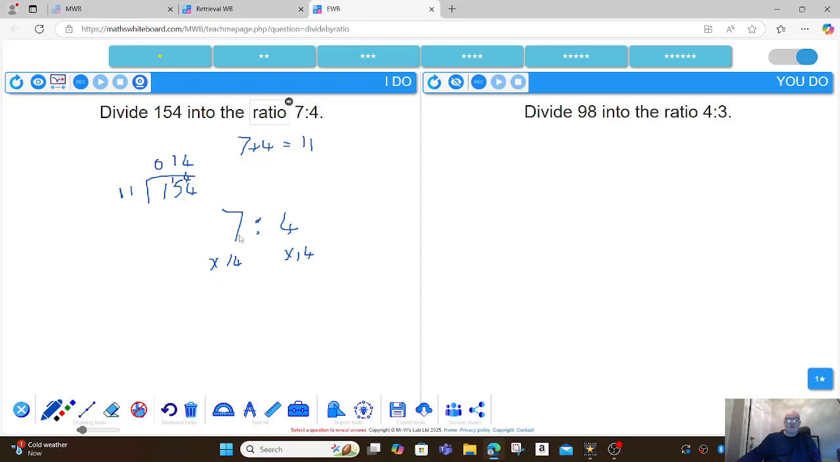So 7 times 14, 7 times 10 is 70. 7 times 4 is 28. That gives me 98 when I add that together. 4 times 10 is 40. 4 times 4 is 16. And that gives me 56. Now, if it helps you to write that out as 7 times 10 is 70, 7 times 4 is 28, and then add it to make my 98, 40 and 16 gives me 56, feel free to do it that way as well. A good check is to say, looking at the end, if I add these two together, that will always give me my total that I start with if I've done it correctly.